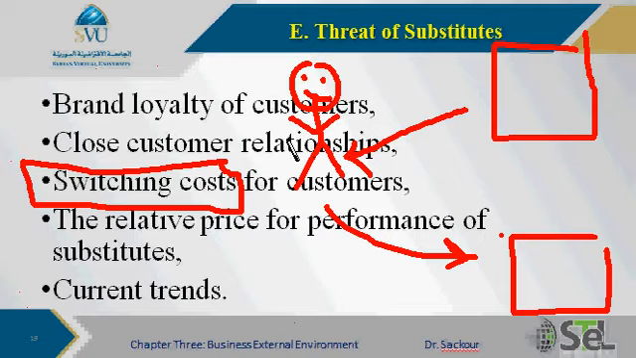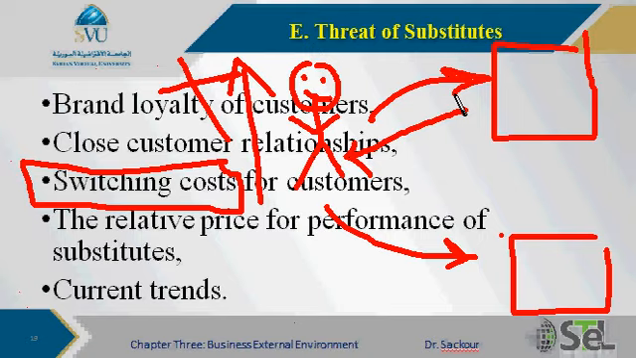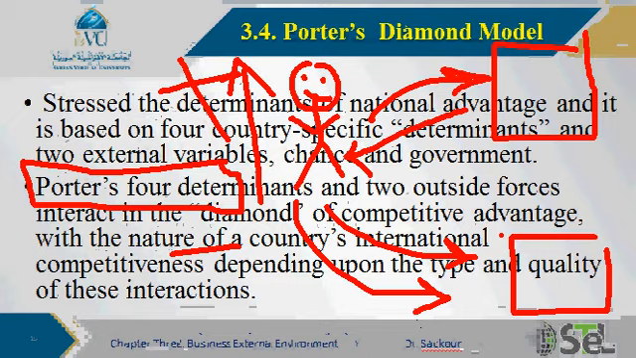So if your customer has high cost, then he will not leave you. He will stay with you. But if it is easy and less costly, he can move, or he might move to another one. This is switching cost, or replacing and changing supplier. So this is number 4.